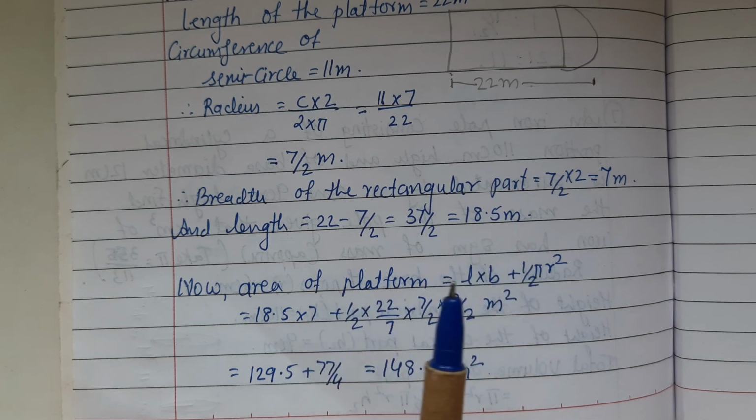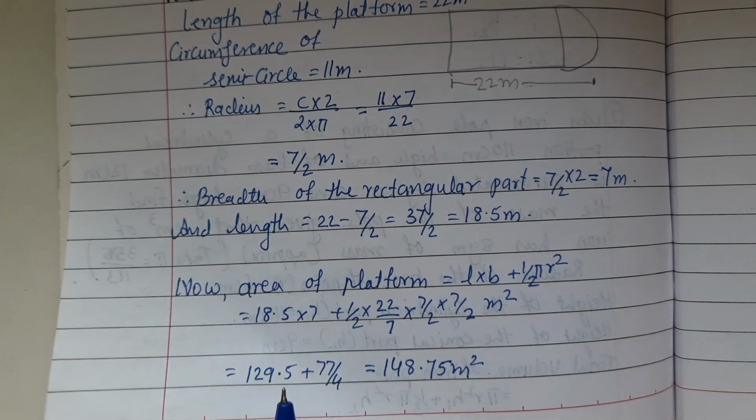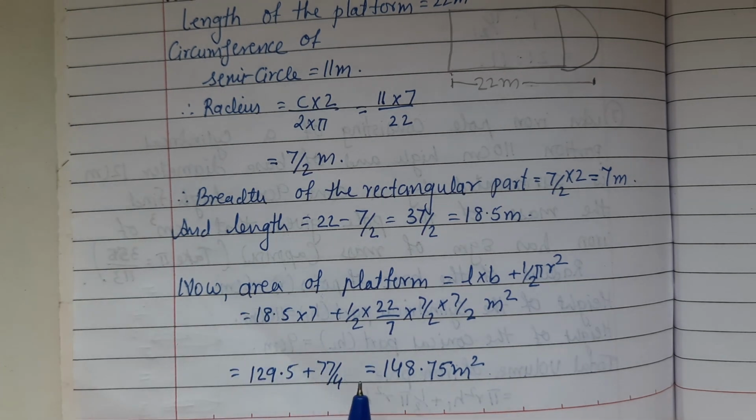Area of platform, area of rectangle plus area of semicircle. Area of rectangle is L into B plus half pi r square, equal to 18.5 into 7 plus half into 22 upon 7 into 7 by 2 into 7 upon 2, equal to 129.5 plus 77 upon 4, equal to 148.75 meters square.